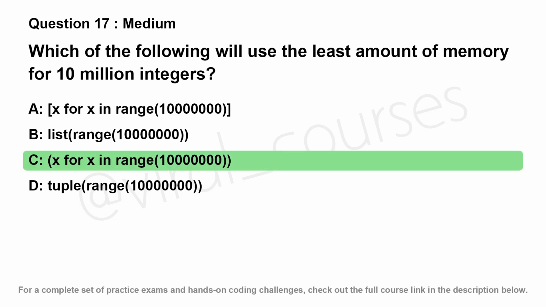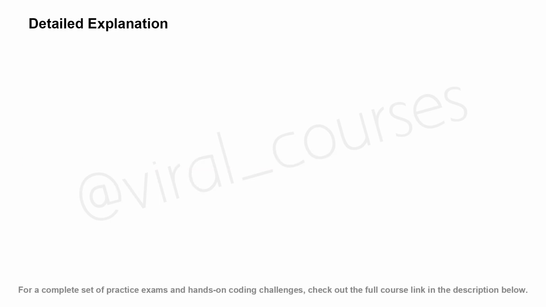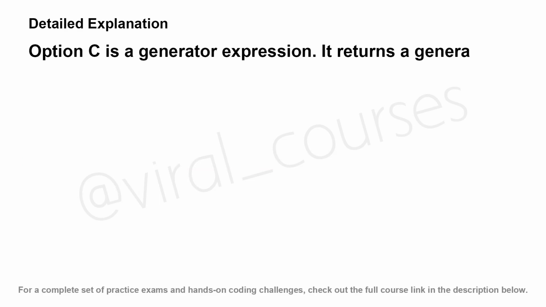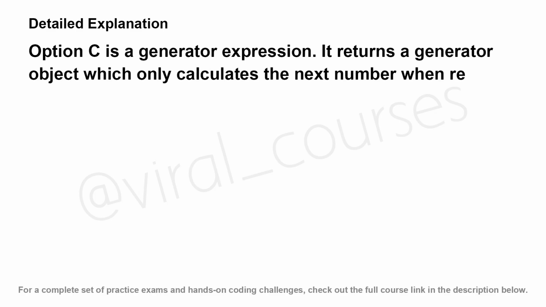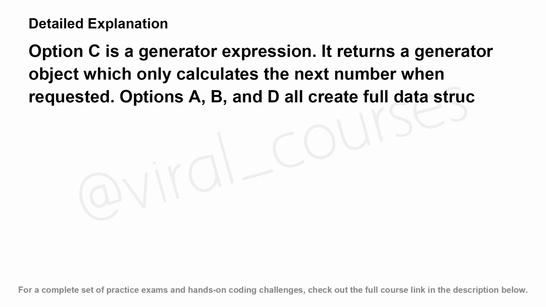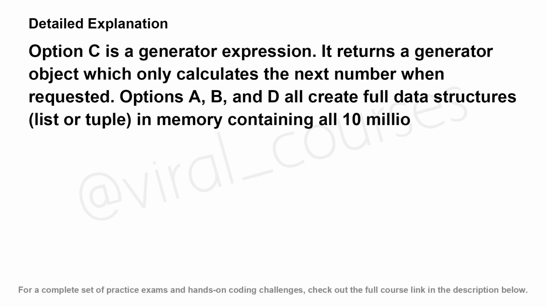The correct answer is C. Option C is a generator expression. It returns a generator object which only calculates the next number when requested. Options A, B, and D all create full data structures, list or tuple, in memory containing all 10 million elements simultaneously.